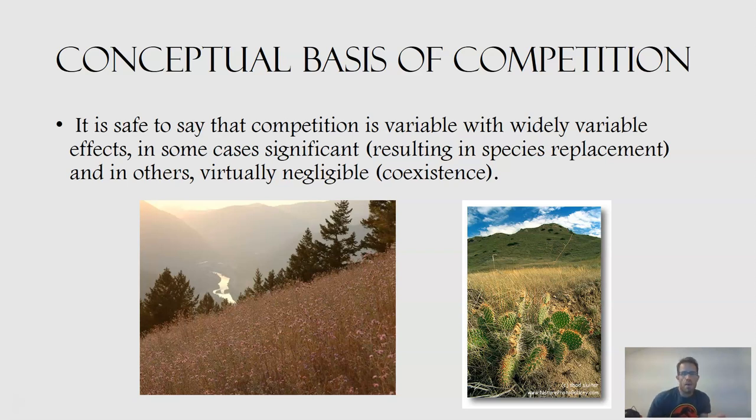Well, often it's because competition is quite variable, with widely variable outcomes and effects. In some cases, those outcomes can be really significant, resulting in complete species replacement. But in others, because of that variability, competition can be kind of negligible and coexistence can occur. Maybe everything is competing for different things, or maybe plants and individuals can partition where they send their resources, so they're able to acquire that resource and maximize its acquisition instead of another. So because competition can be variable, it might lead to coexistence.